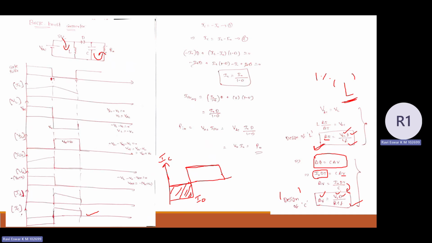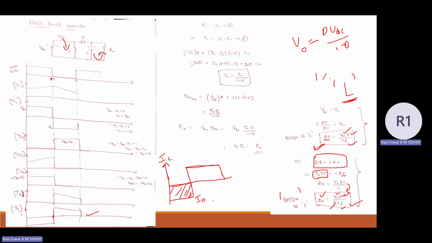Based on V naught and VDC relation, you can find the duty value. For the buck boost converter, you know the relation between V naught and VDC: V naught equal to D VDC by 1 minus D. From this, you can calculate the duty value and substitute it here. The load resistance is known to you, and the switching frequency is known to you. So based on this, you can design the value of the capacitor to maintain the voltage ripple within the band of your particular requirement.